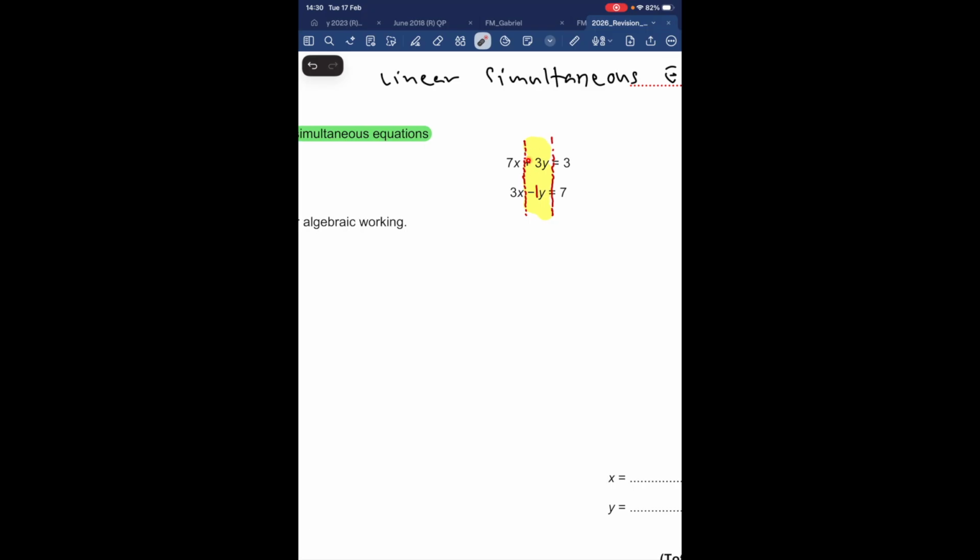Because we've got a 3 on the top y, we multiply the whole of the bottom equation by 3. So we're going to multiply the whole of the bottom equation by 3. Because we have a 3 on the top y. Because we've got a 1 on the bottom y, forget about the sign, you don't need to worry about the negative sign just yet. Just look at the number in front of the y. Because there's a 1 here, we're going to multiply the whole of the top equation by 1.